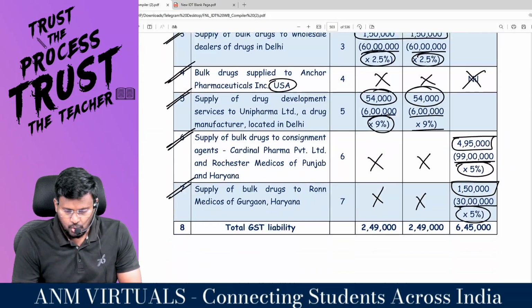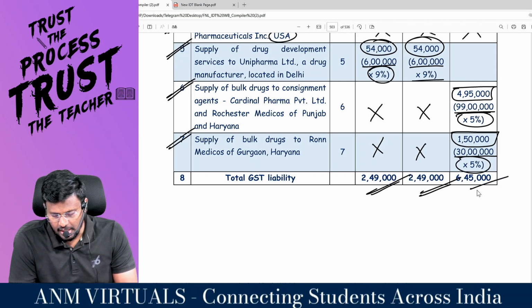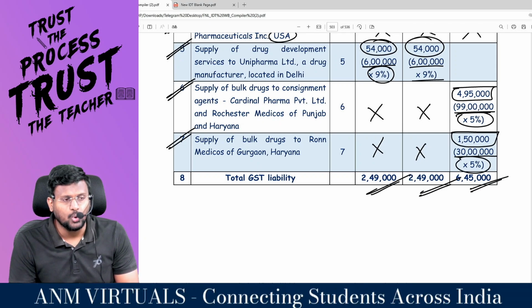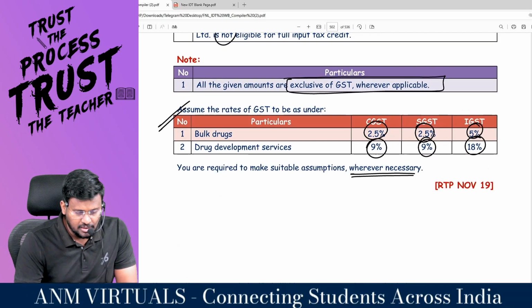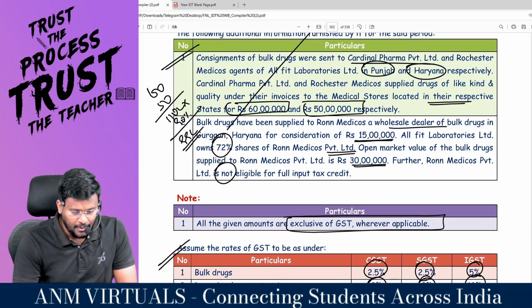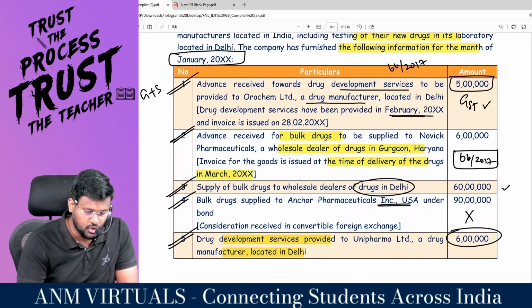So the total CGST collected comes to 2,49,000. Total SGST collected, 2,49,000. And total IGST collected, 6,45,000. Because, sir, assume the rate, all the given. This is what the question is. Very easy part. Now you tell me, conclusion.